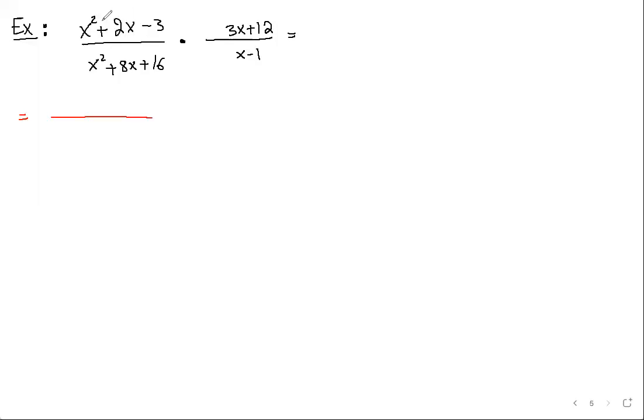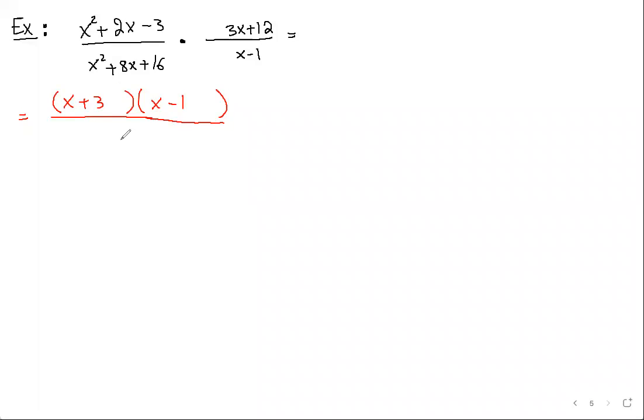What's the factor for this one? x plus 3 and x minus 1. Okay, let me make sure. 3 positive times minus 1 gives me negative 3. This is true. 3 positive plus negative 1 gives me 2. Yeah, this is the factor for the numerator. This is true.